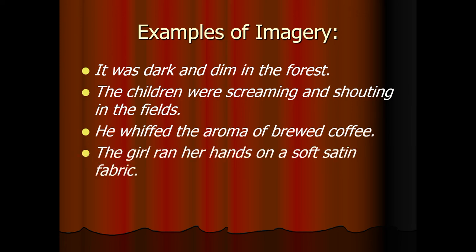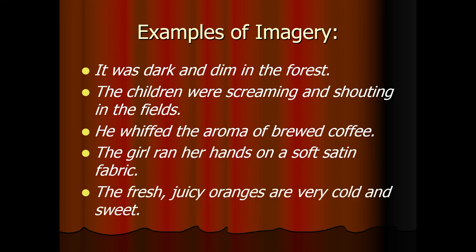The girl ran her hands on a soft satin fabric. So instead of just saying she touched some fabric, she ran her hands, as you can see her hand gliding across, palm down, not just on the fabric, it's soft and satin. If you ever touched any fabric like that, you can feel that smoothness of the fabric. The fresh, juicy oranges are very cold and sweet. So fresh and juicy, cold and sweet. Some good adjectives there to bring out that description.